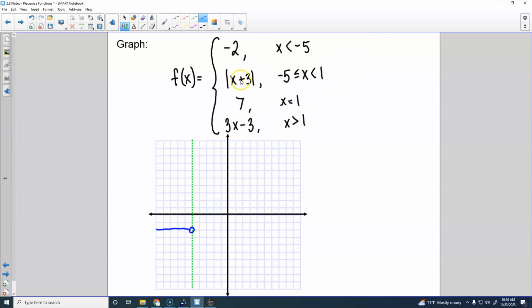Then for my middle section, I've got an absolute value graph. It has been moved to the left 3. So that will look like this, 1, 2, 3. And then just a slope of 1 on each side. Right now, I am graphing the whole thing.